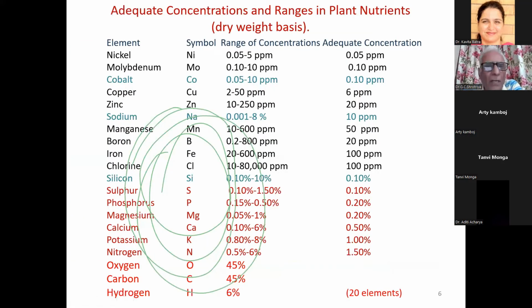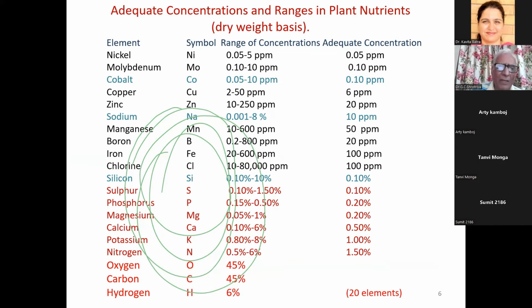Yeah, this is the composition on a dry weight basis, some normal composition. And you can see at the end, a large part is oxygen, carbon, and 90% is this, and hydrogen another 6%. So 95 to 96% is oxygen, carbon, and hydrogen.